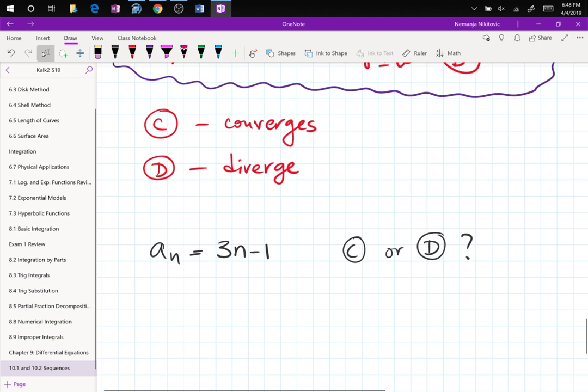Well, that's why we have the test. So we go limit 3n minus 1 as n goes to infinity. What happens as you plug in infinity for n? It diverges. You're getting infinity here, so it diverges. This is the entire problem for 10 points. Oh, damn. I got those too. Yeah. Yeah.